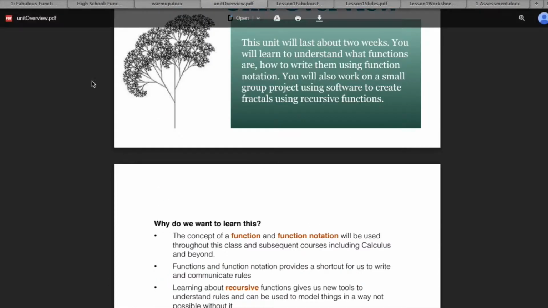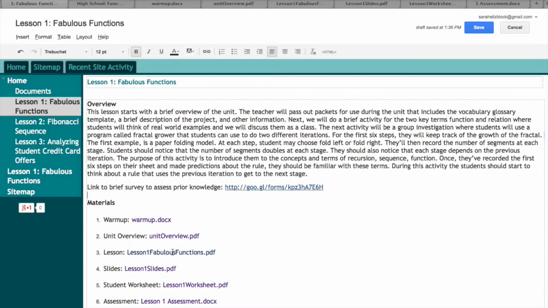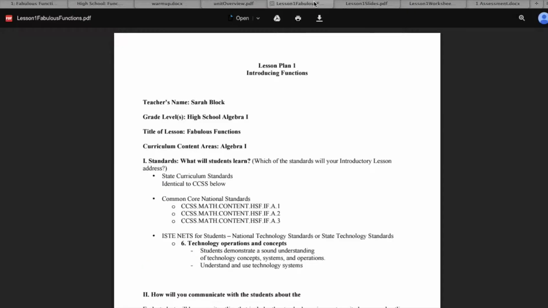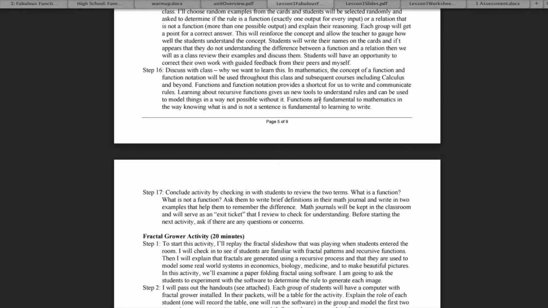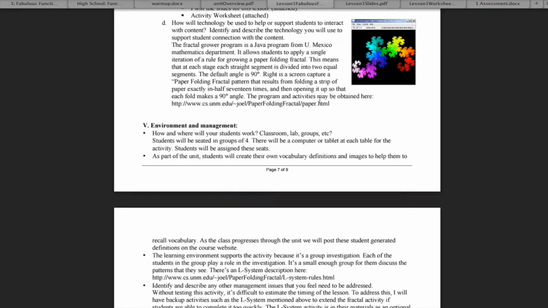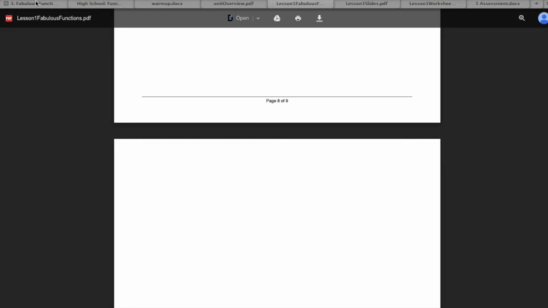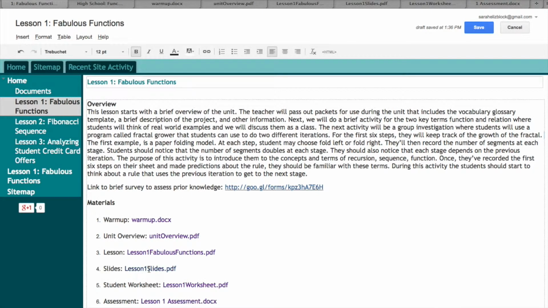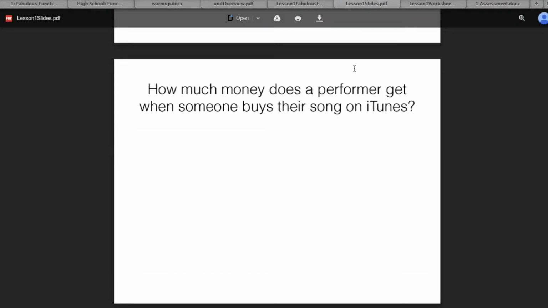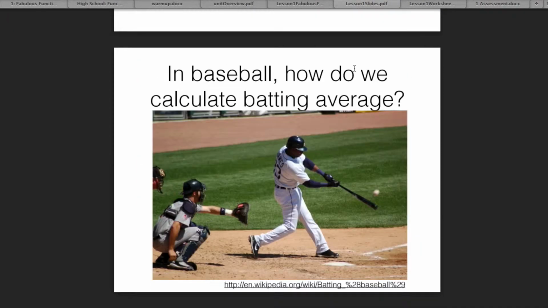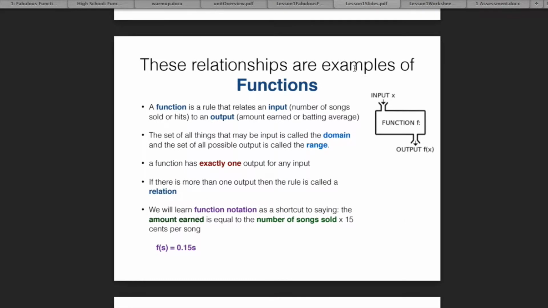First, we'll do a brief activity for 2 key terms, function and relation, where students work in small groups to think of real-world examples of functions and relations, and next play a game. The next activity will be a group investigation where students will use a program called Fractal Grower that they can use to explore recursion visually. The purpose of this activity is to introduce them to the concepts and terms of recursion, sequence, and function.